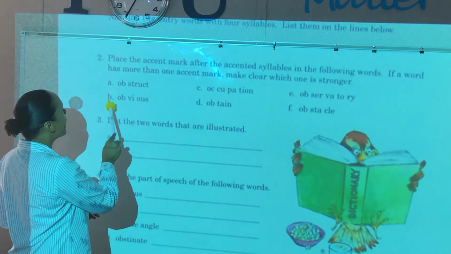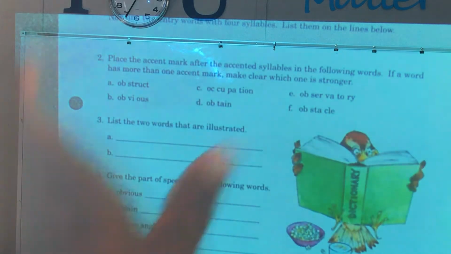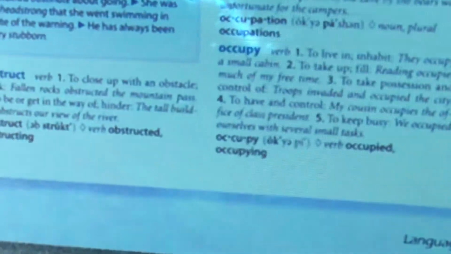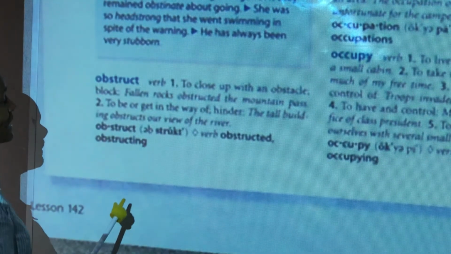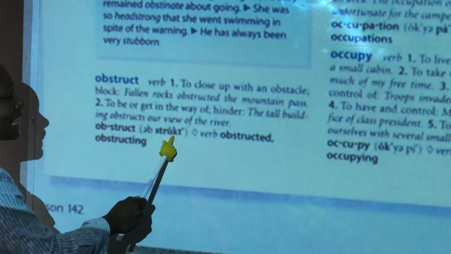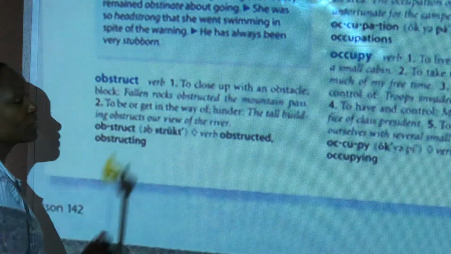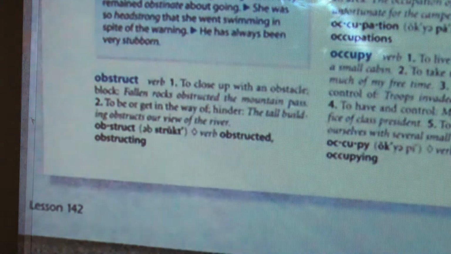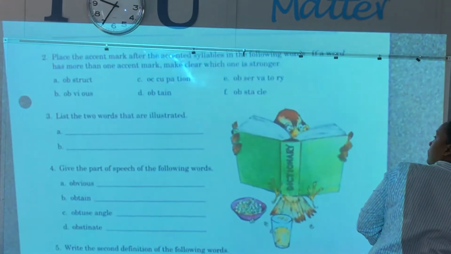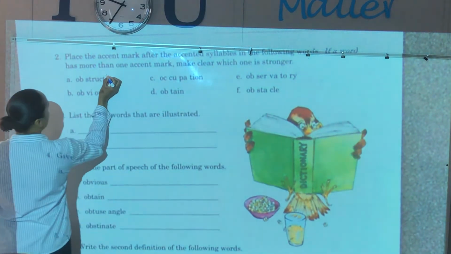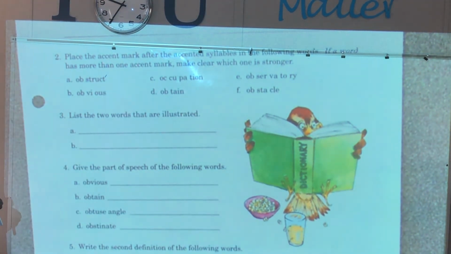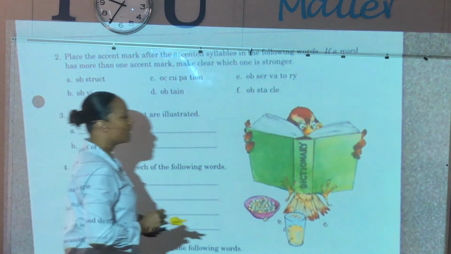So let's go ahead and look at obstruct for A. Okay, obstruct is at the very bottom. And again, we're going to look at which syllable is accented. And we'll notice that it is the second part of the word. Okay, so when we refer back to the next page, you're going to place your accent directly behind the second syllable. So your paper should look like that if you did it correctly. Very good. Now let's move on.